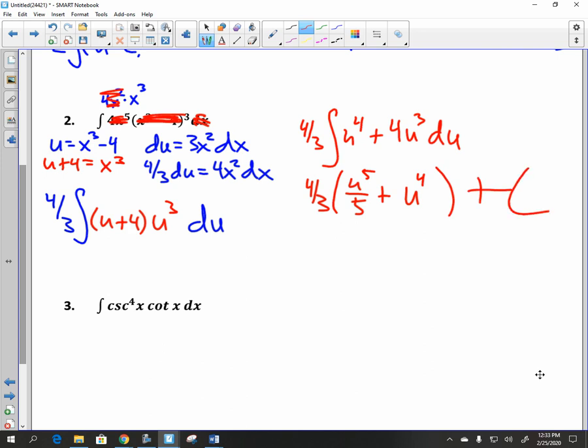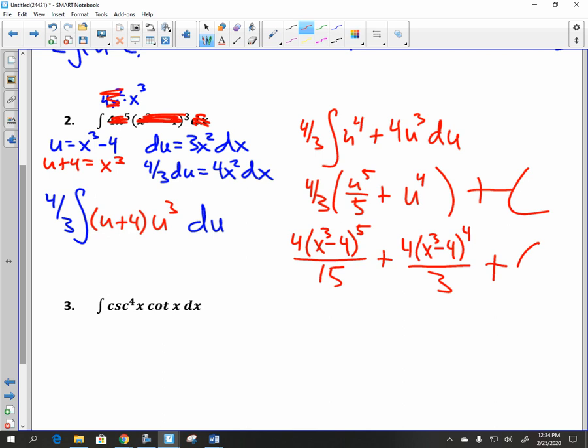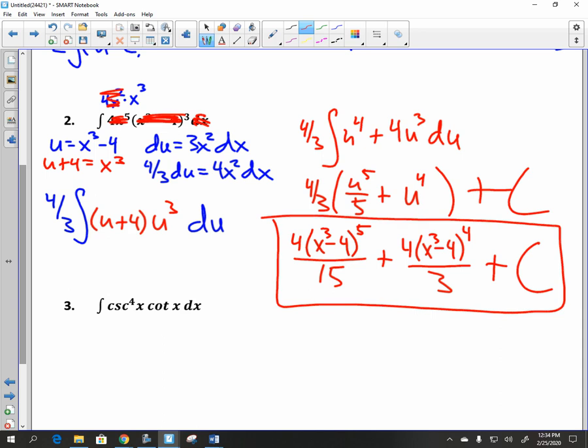All right, it's kind of easy right now, right? We just throw u back in there, which is x cubed minus 4. So we got 4 times x cubed minus 4 to the 5th over 15 plus 4 times x cubed minus 4 to the 4th over 3 plus a constant. That's beautiful right there.